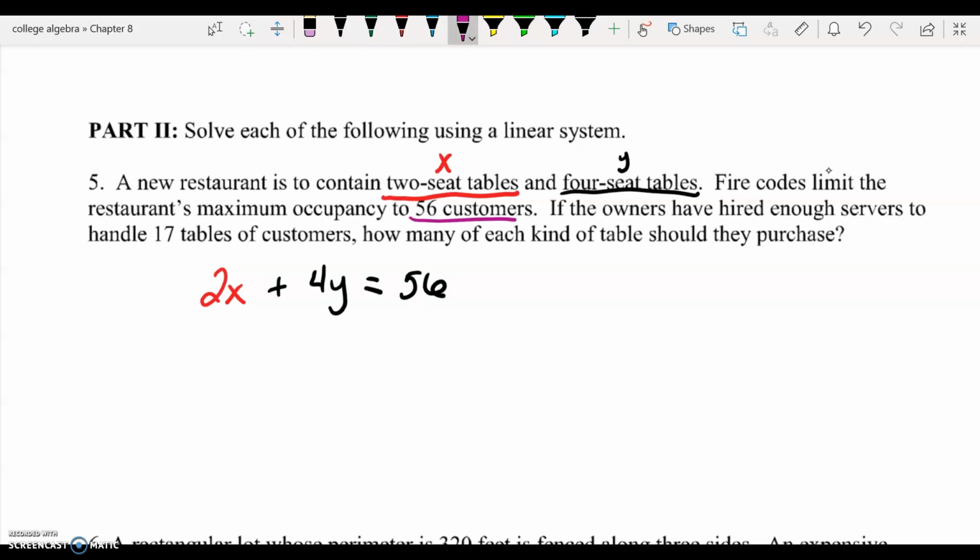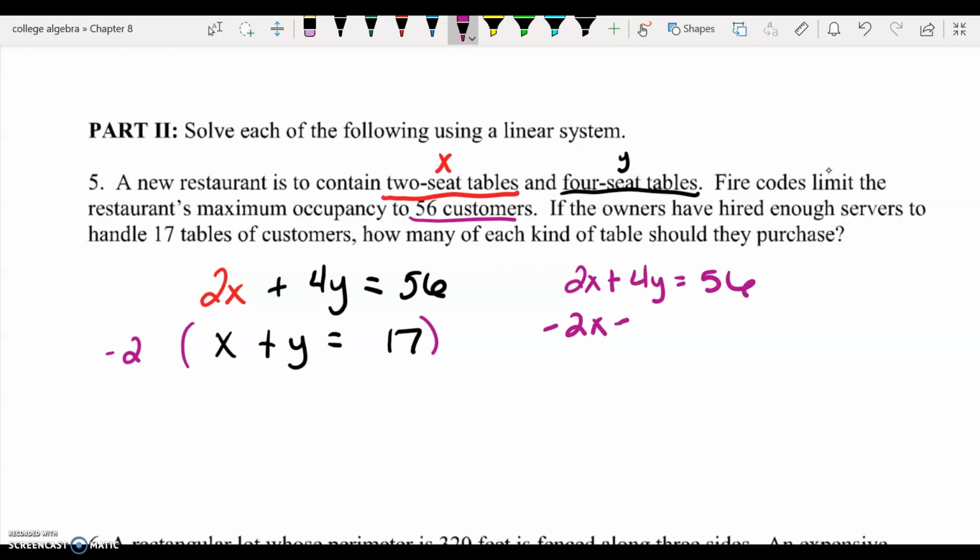Well, then it says if the owners have hired enough servers to handle 17 tables of customers, well, x plus y, my tables, is going to equal 17 tables. And now you can solve it. The easiest way to do it is elimination or substitution. On this one, I'm going to use elimination, so I'm going to multiply this one by -2. So I'm going to keep my top equation the same, change my bottom equation, and then solve it.